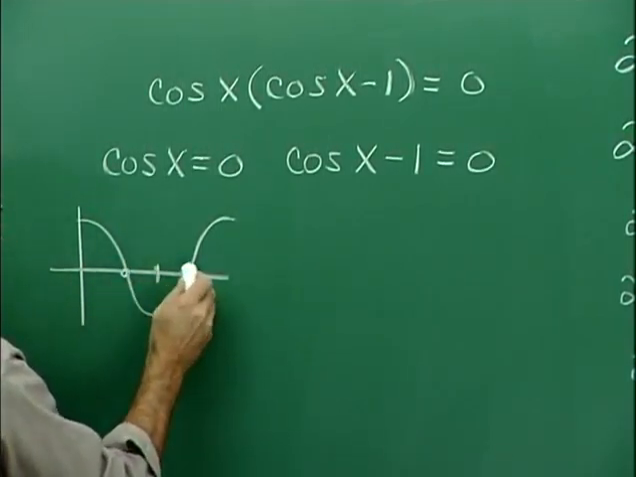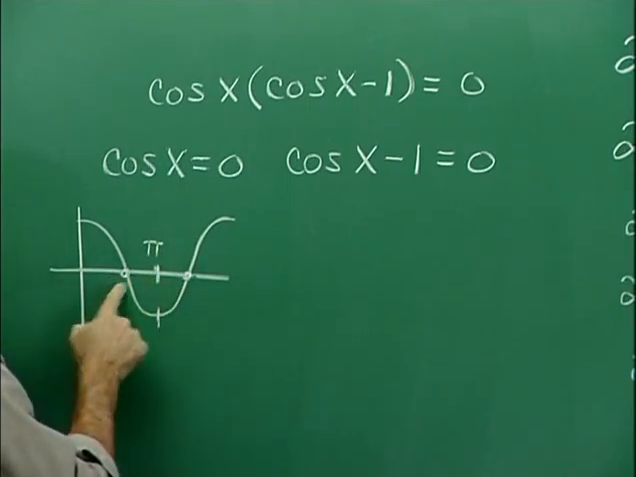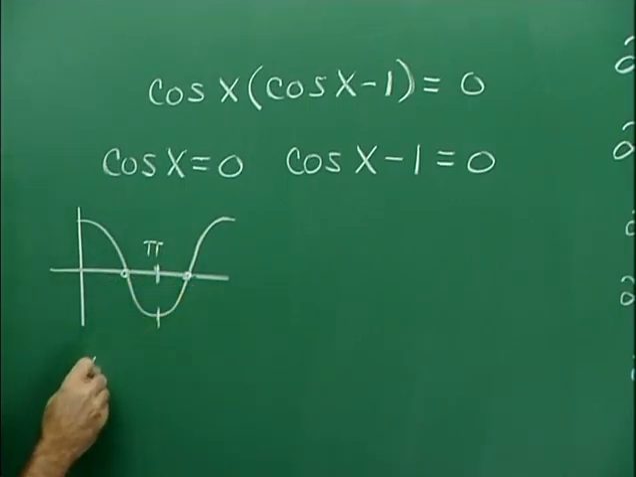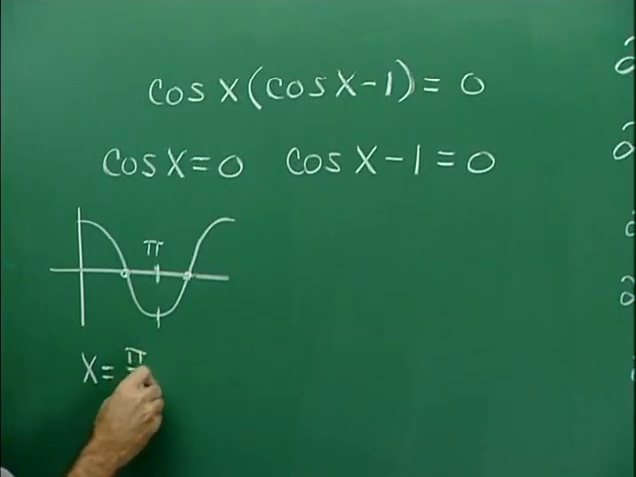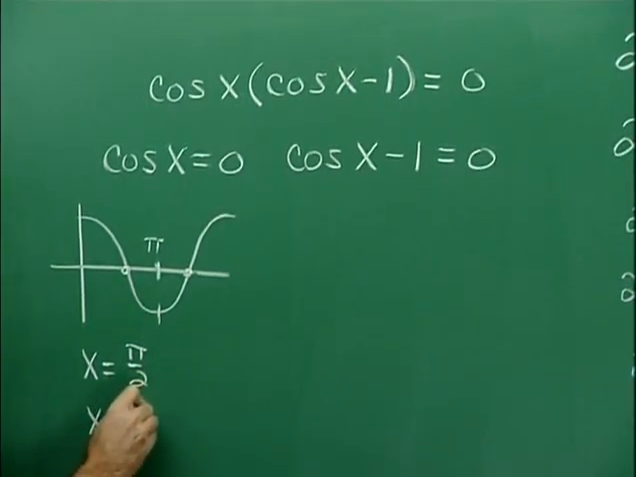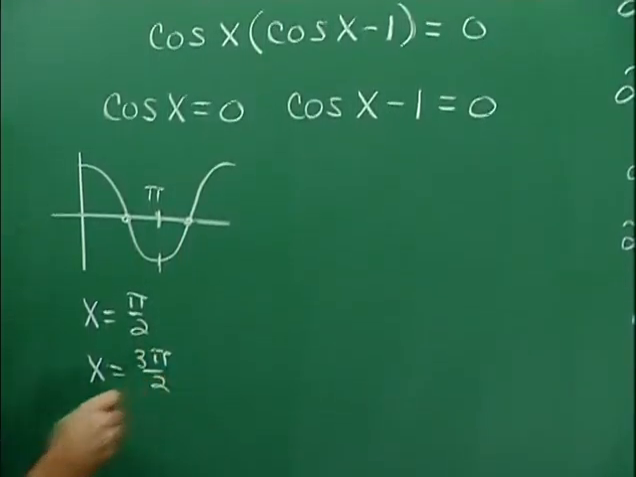Well, that would be the angle at these points. Now, we know this to be pi. This is pi over 2. This is 3 pi over 2. So x then needs to be pi over 2, or x is 3 pi over 2.